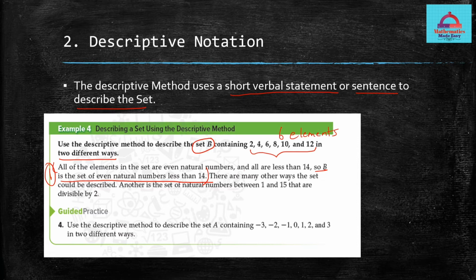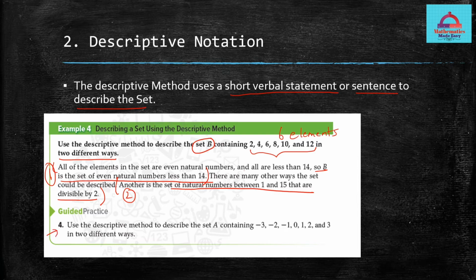There can be more than one way to describe the set. So let's write another way, the second way. It is the set of the natural numbers in between 1 and 15 that are divisible by 2. So either you can write it as divisible by 2, or you could also just say it as multiples of 2 between 1 and 15. So these are some ways in which you can use the descriptive method to describe the given set. So let's try now one problem.